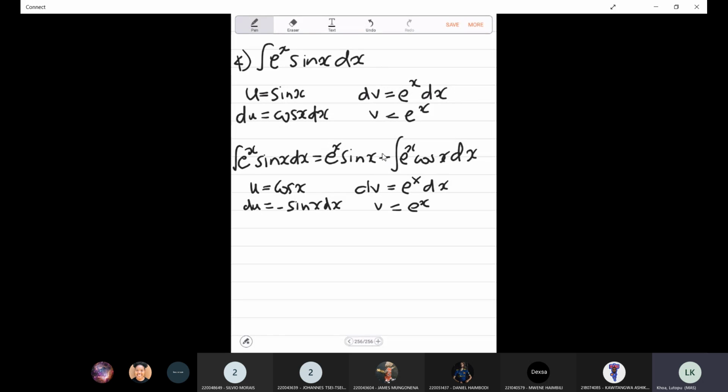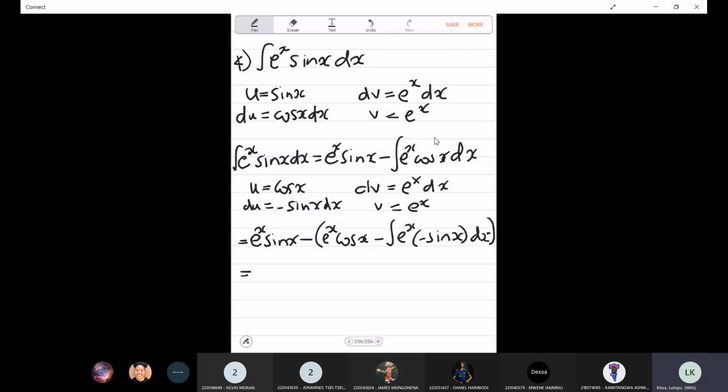Now I substitute, so remember the minus, it'll be minus uv plus the integral of v du. So if I just look at the right-hand side for space, I have e to the power of x sine x minus u times v, e to the power of x cos x, and then minus the integral of v, e to the power of x, du, and then minus sine x dx, like that.